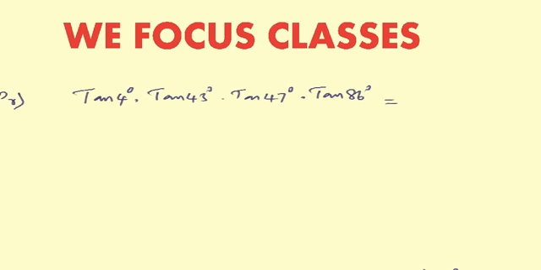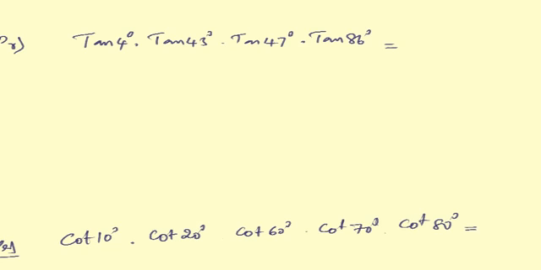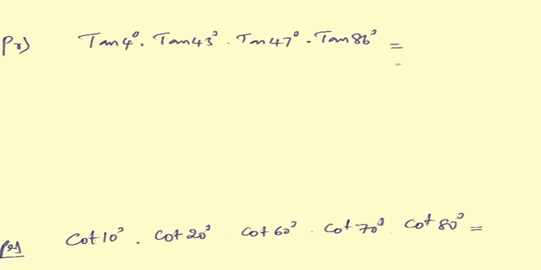Friends, based on the concepts that we have discussed in the earlier class, we'll try to solve problems of this kind: tan 4 degrees, tan 43 degrees, tan 47 degrees, tan 86 degrees. How to solve this kind of problems? It's very difficult to find out the values of tan 4 degrees, 43 degrees, 47 degrees and 86 degrees. So we try to do this problem in this way.